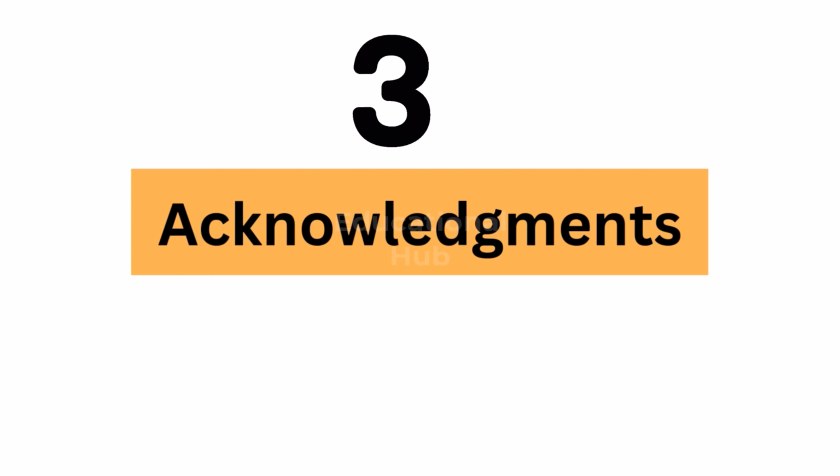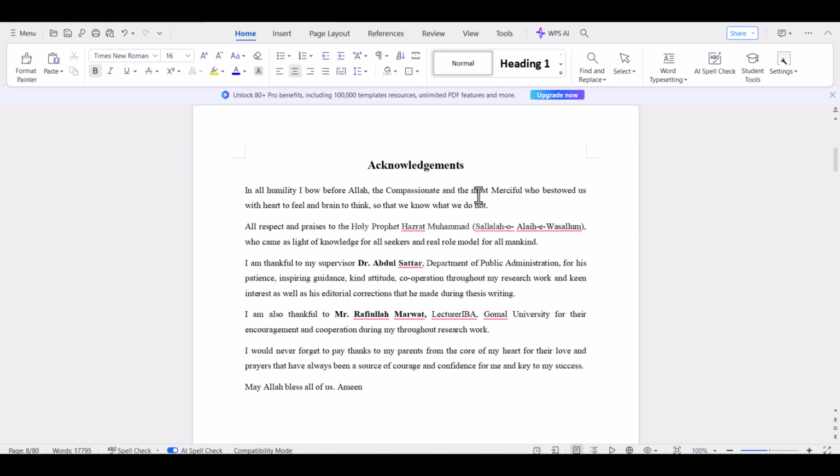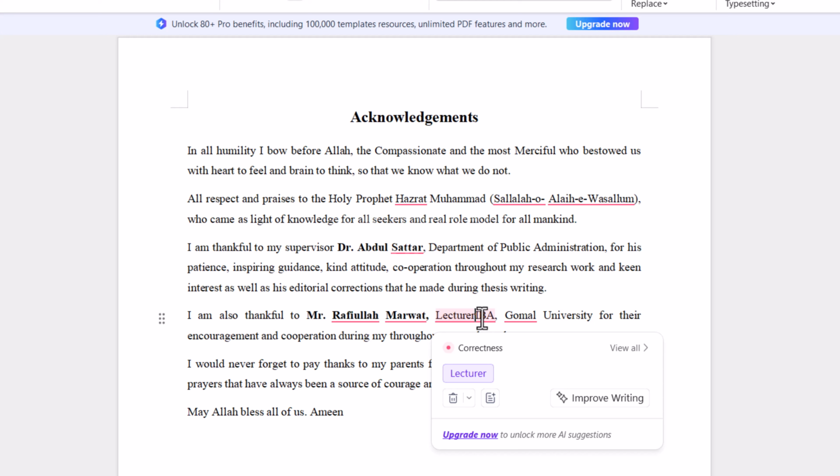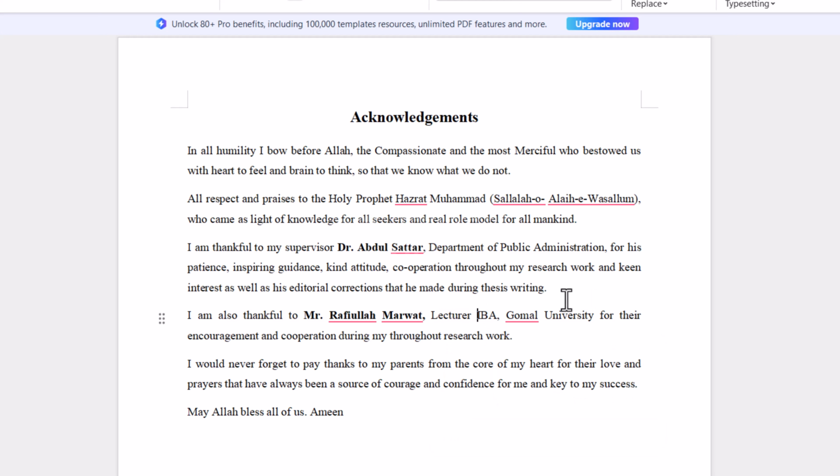3. Acknowledgements. An acknowledgement is a statement of appreciation for help or support during the research and writing process. This includes acknowledgement to the head of the institution, supervisor or guide, funding agencies, and family members.